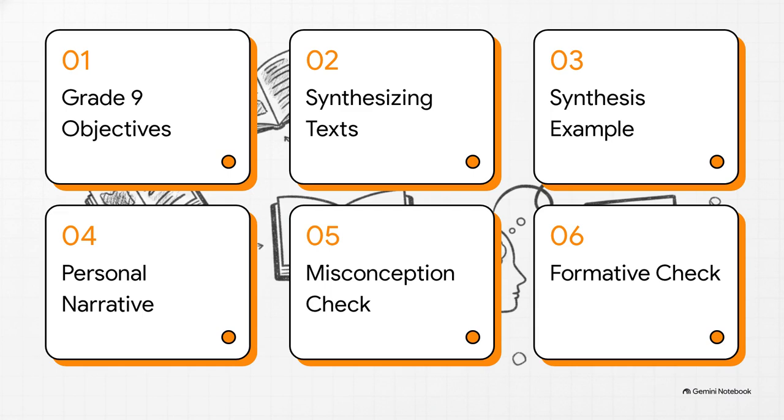Okay, let's dive right into this. Here is our agenda for today. First, we'll cover our Grade 9 English objectives. Then we'll get into synthesizing multiple texts, followed by a synthesis worked example. After that, we'll talk about writing a personal narrative, hit a quick misconception check, and finally, wrap it all up with a formative check and recap.